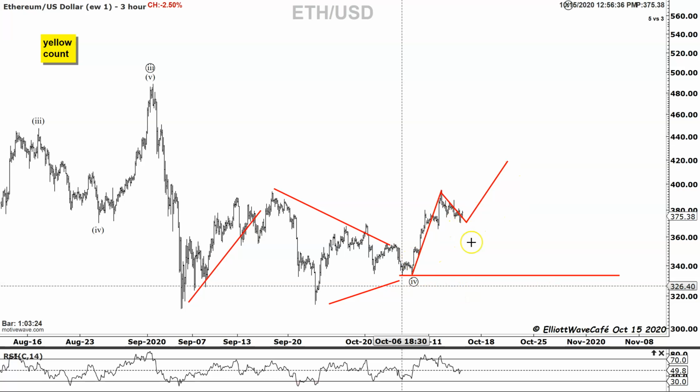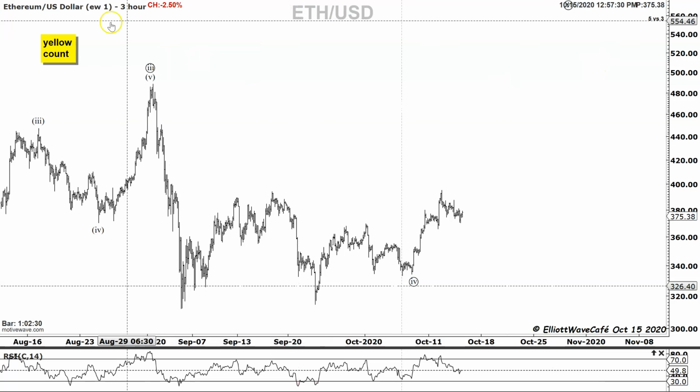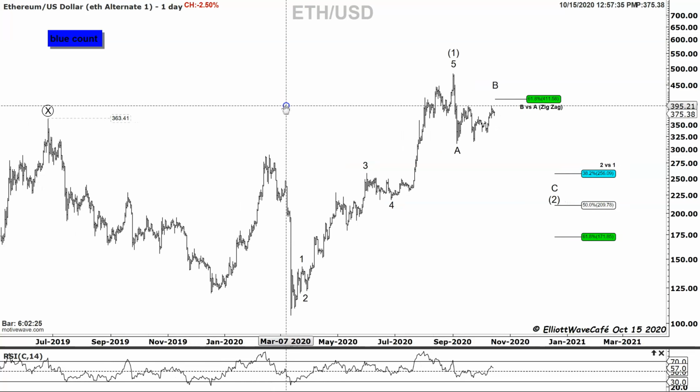Even on a shorter frame, and if it develops into something bigger, so if this is a 1, 2, and then you're getting a larger 3, 4, and 5, then more than likely these highs are going to be taken out, and you're doing a much, much higher move. So, stay tuned. Do I have any other counts in Ethereum? I don't think so. So I'll just leave it at that, guys.